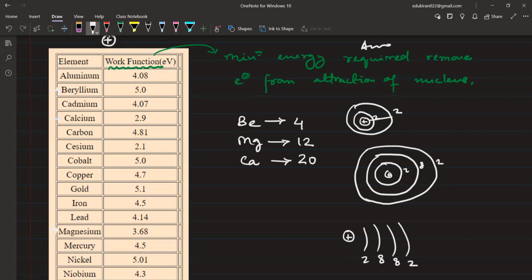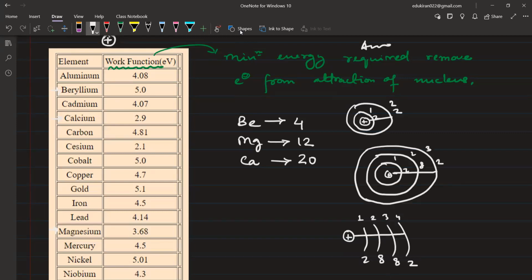Now, as you can see, the outer electron in beryllium is very near to the nucleus. Can you see it? It is in the second shell, with the positive charge. In the magnesium case, it is in the third shell. In the case of calcium, it is in the fourth shell. This is the first shell, second shell, third shell, and fourth shell. Here we have only the first and second shell.